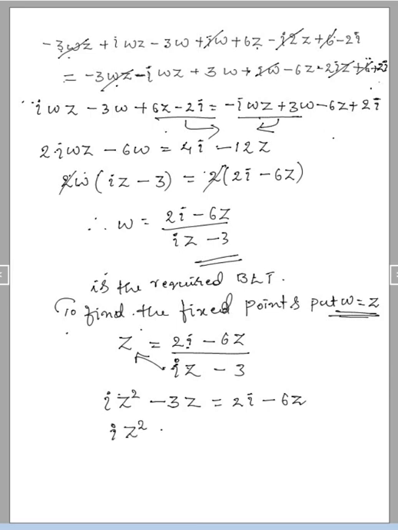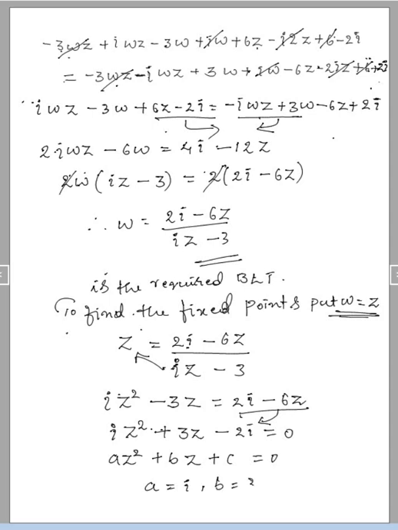So IZ square minus 3Z plus 6Z. Shift this term to the left hand side. So plus 6Z minus 3Z becomes plus 3Z minus 2I equal to 0. So this is of the form aZ square plus bZ plus c equal to 0, where a equal to what? A is I and b is what? 3, and c is what? Minus 2I.